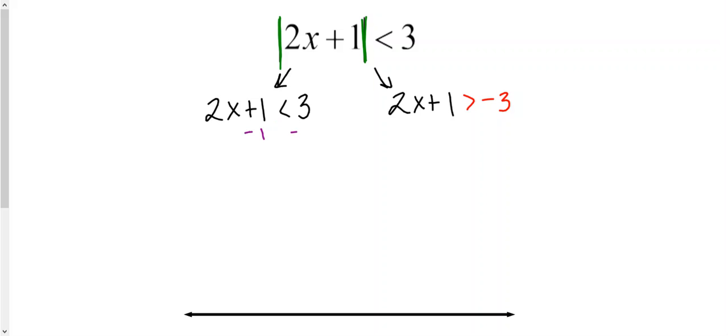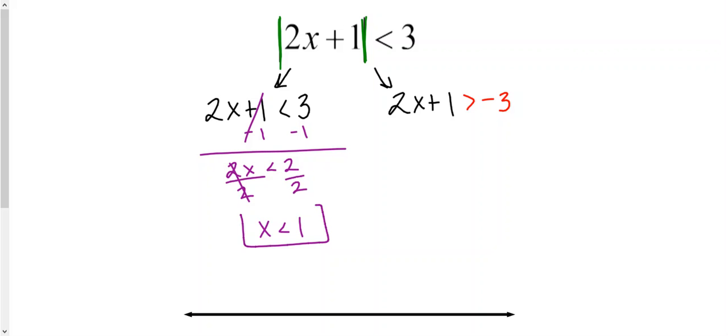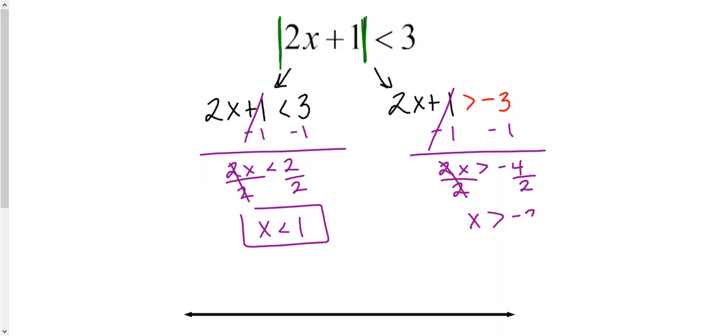So we're going to subtract 1. Cancels that out. We have 2x is less than 2. Divide by 2. And we get x to be less than 1. So there's one answer. Same thing on the other side. We're going to subtract 1. Cancels that out. We're left with 2x is greater than negative 4. Divide by 2. And we get x to be greater than negative 2.